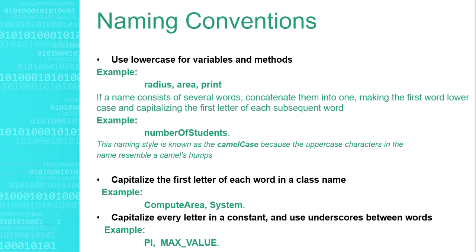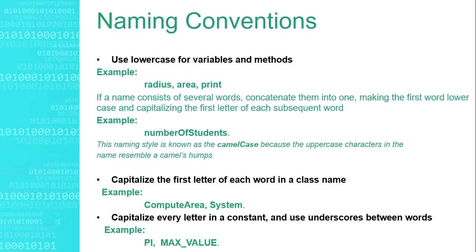Tip number 1. Use lowercase for variables and methods. Examples are radius, area, print. If a name consists of several words, concatenate them into one, making the first word lowercase and capitalizing the first letter of each subsequent word. Example, numberOfStudents. This naming style is known as camel case because the uppercase characters in the name resemble a camel's humps. Capitalize the first letter of each word in a class name.